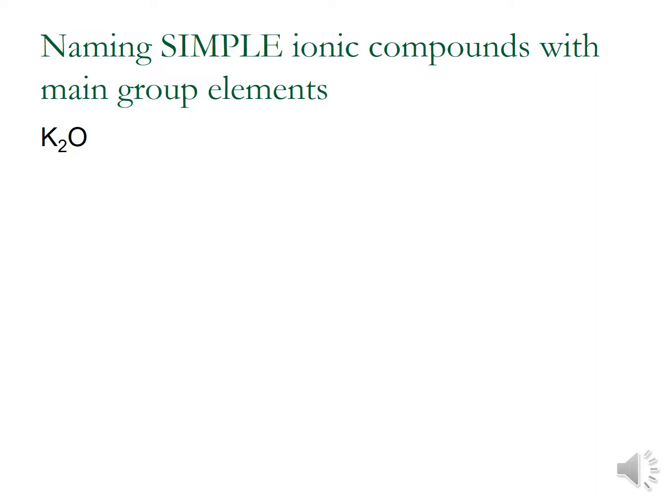Now let's talk about naming these compounds. We'll start with some simple ionic compounds from the main group elements. Main group elements are the first 2 columns and the last 6 columns. K2O, how might we name this ionic compound, which is potassium with a +1 charge and oxide with a -2 charge, looking at how many electrons they need to lose and gain to make their octet rule.